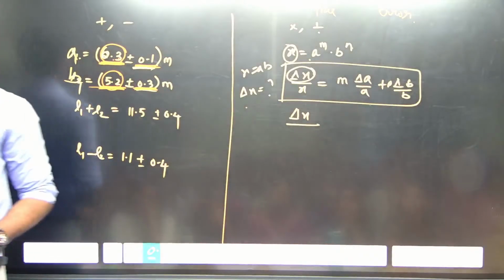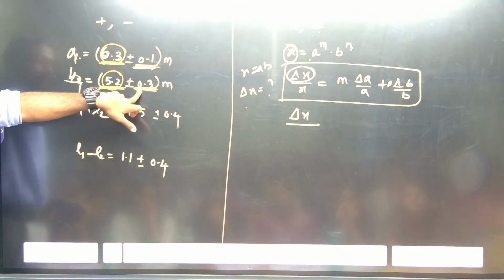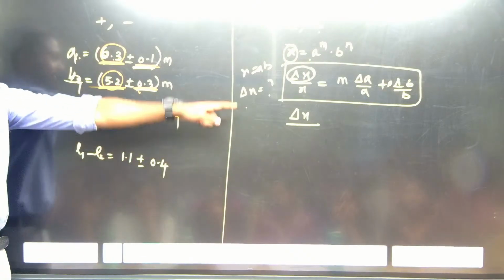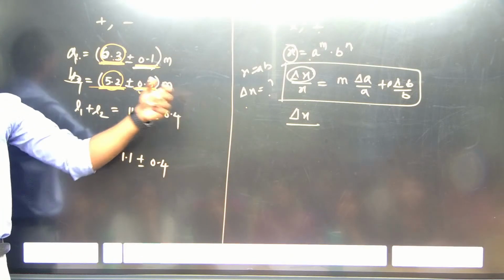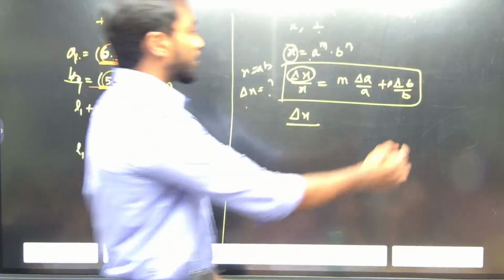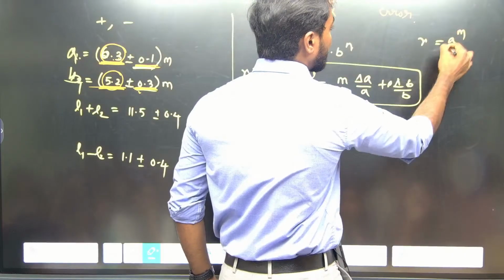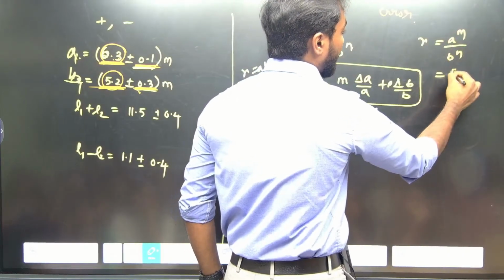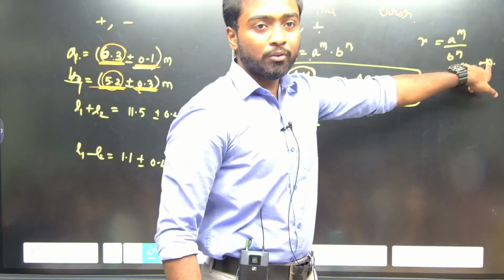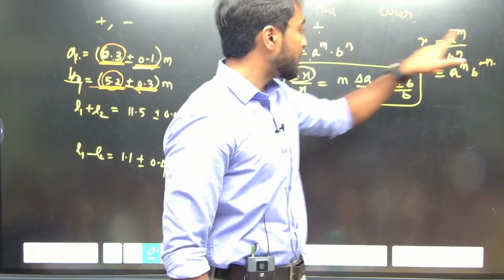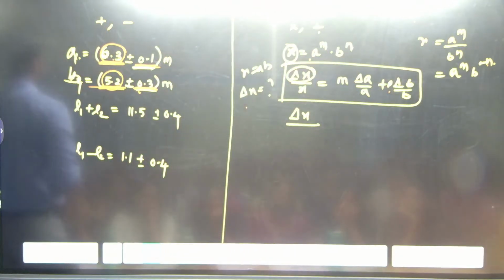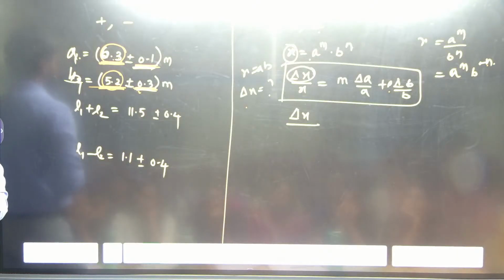Getting the point now? Here delta a plus delta b I can find directly, or delta a minus delta b I can find directly, but here this is the formula to find it, whether it is multiplication or division. So suppose I get x equals a power m divided by b power n, how can we write it? a power m b power minus n? Whatever values we get here in terms of minus or plus, we should consider only plus here. Getting the point? Understood?